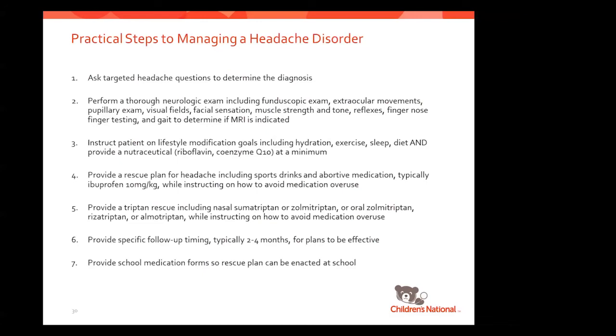Number 4, provide a rescue plan for everyone, including their rescue medication and a sports drink if they can have it. Ibuprofen 10 per kilo. Don't use it more than 3 days a week. Cap it around 600 or 400 milligrams. You can provide a triptan if you feel like it's migrainous and you want to go into this territory. The ones that work are nasal sumatriptan, nasal zolmitriptan, and oral zolmitriptan, rizatriptan, and almotriptan, which again is Zomig, Maxalt, and Axert. And again, don't use it more than 2 days a week. If you give a rescue, tell them how to not overuse it.